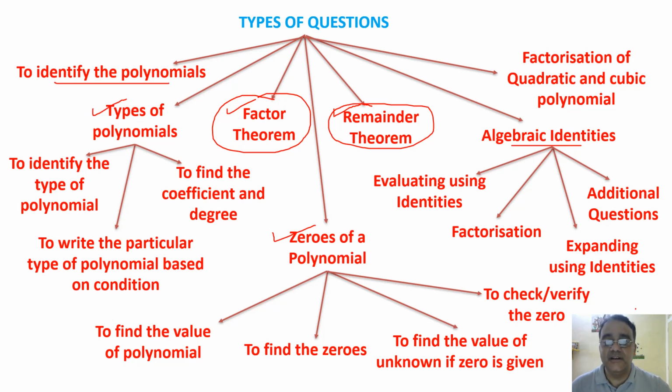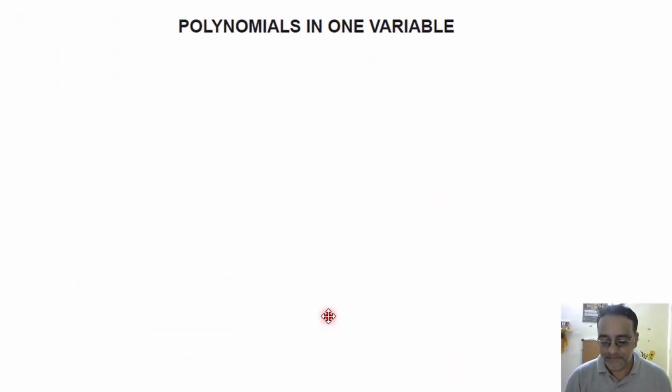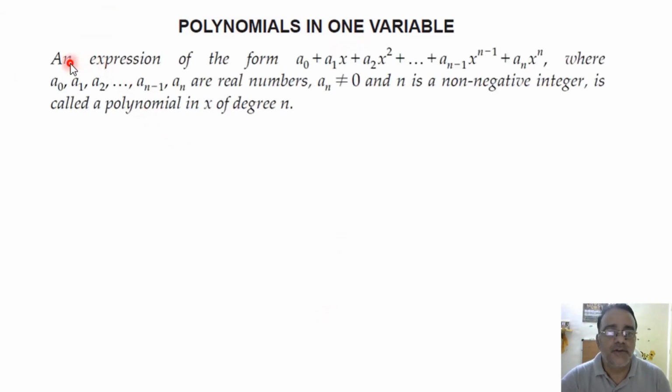So let us start with the recapitulation of the definition of polynomials. What is a polynomial? A polynomial in one variable is an expression of the form a0 plus a1x plus a2x square plus so on up to a(n-1)x to the power n-1 plus an x to the power n, where a0, a1, a2 up to an are all real numbers, and an is not equal to 0, and n is a non-negative integer. It is called a polynomial in x of degree n.